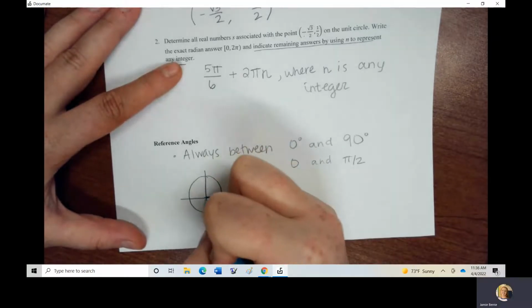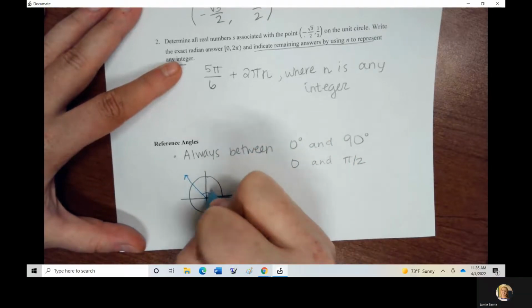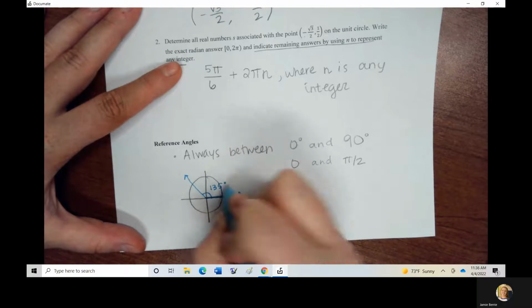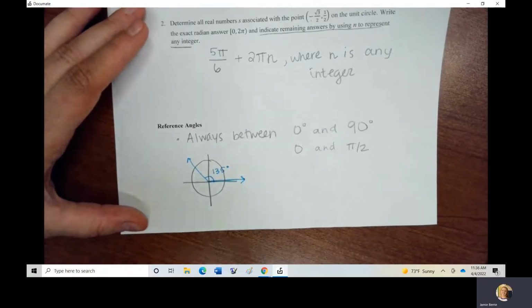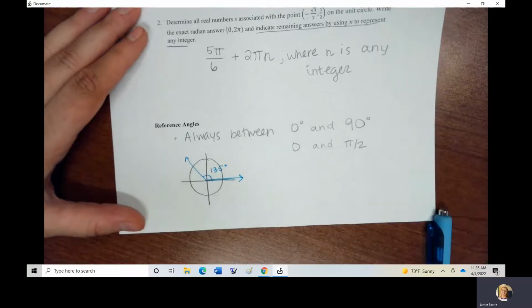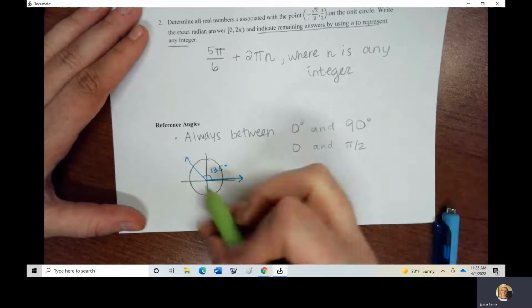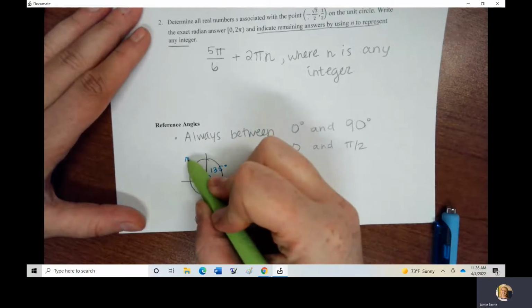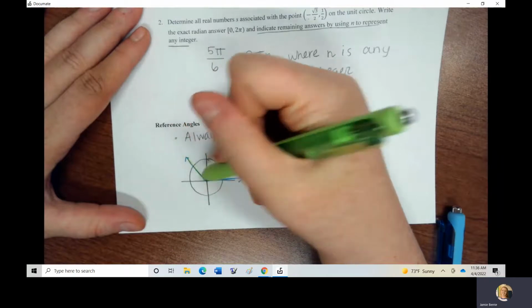Maybe we have the angle 135 degrees. All right, so the reference angle for 135 degrees is found pretty easily. You just go to the terminal side of the angle. Remember, the terminal side is the ending side, so that would be right here. So this would be the terminal side.